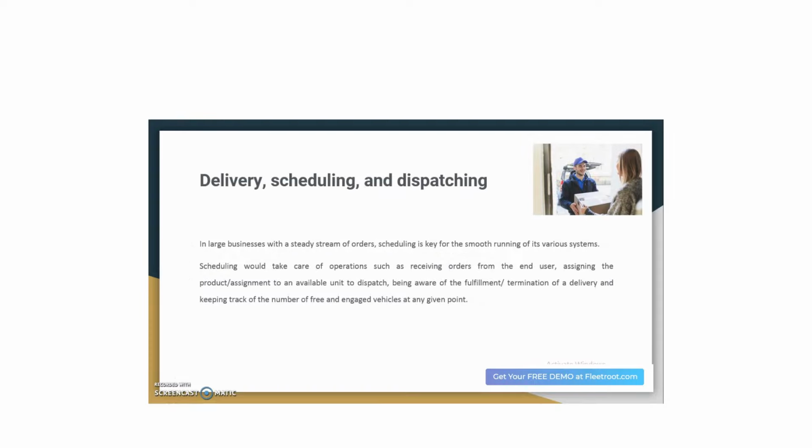Now let's discuss delivery, scheduling and dispatching. In any large business with a steady stream of orders, scheduling is the master key for the smooth running of its various systems. Scheduling would take care of operations such as receiving orders from the end user, assigning the product or assignment to an available unit to dispatch, being aware of the fulfillment or termination of a delivery, and keeping track of the number of free and engaged vehicles at any given point.